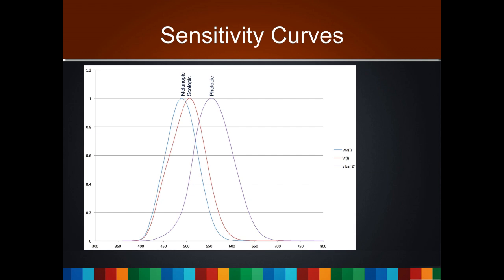So here are the sensitivity curves for melanopic versus scotopic versus photopic. There's obviously a good amount of overlap, but the melanopic skews heavily towards blue sensitivity, as we know. And we can use these curves directly on a hyperspectral result to determine melanopic luminance.